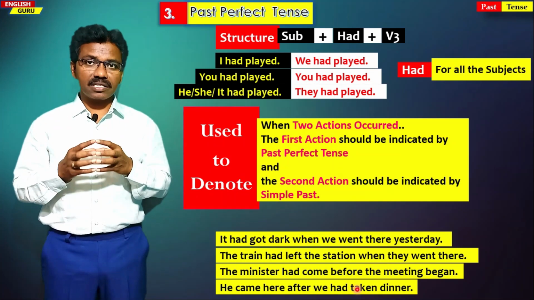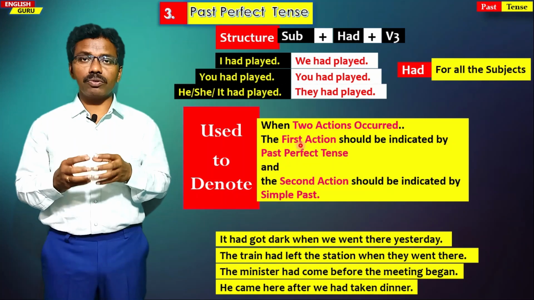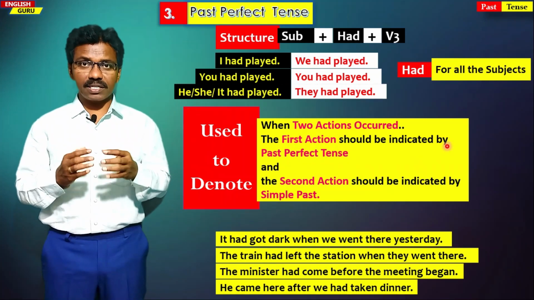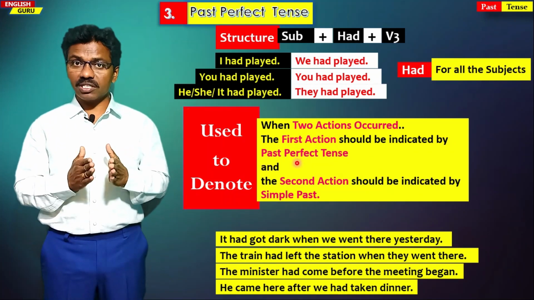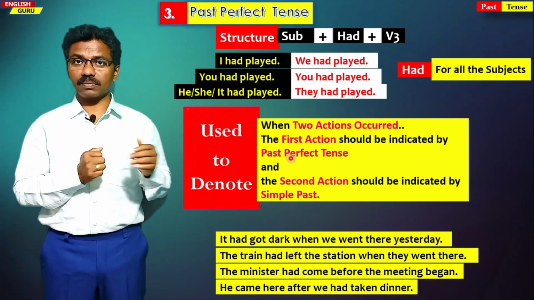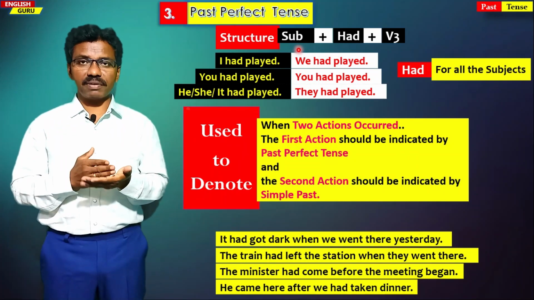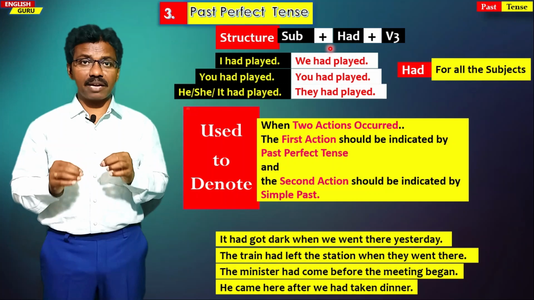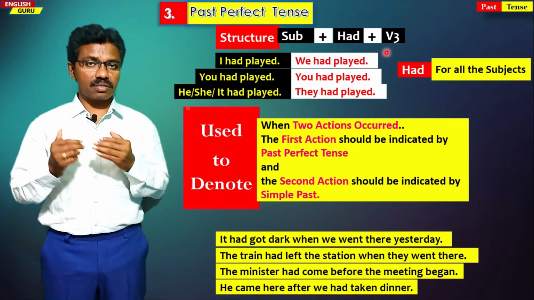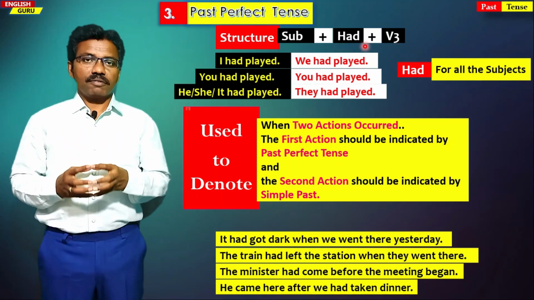So past perfect tense is used to talk about the actions that are completed before other completed actions in the past. And the structure of a sentence in the past perfect tense is subject plus had plus verb 3, that is, the past participle of a verb. The fourth one is past perfect continuous tense. It is also called past perfect progressive tense.